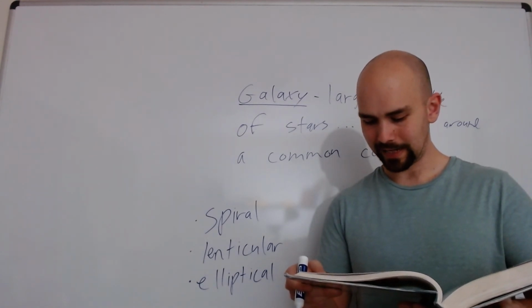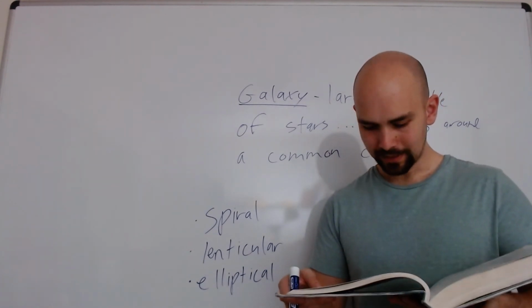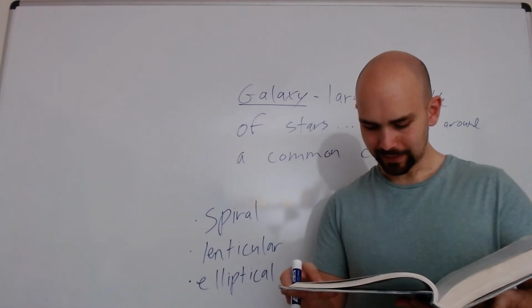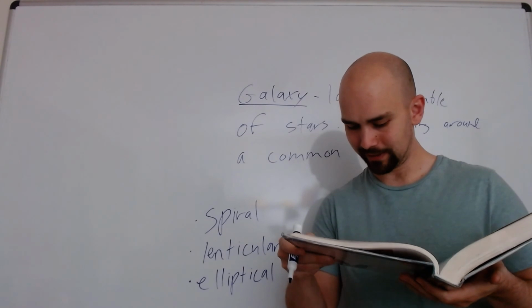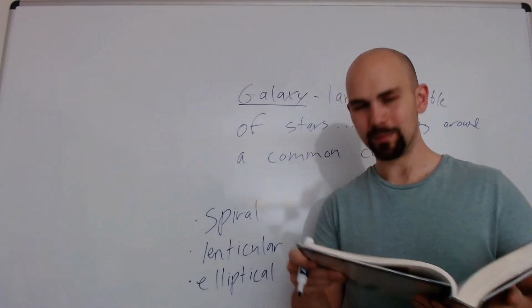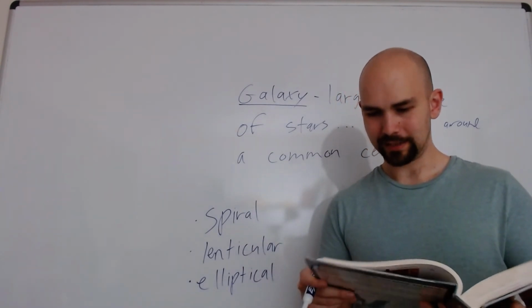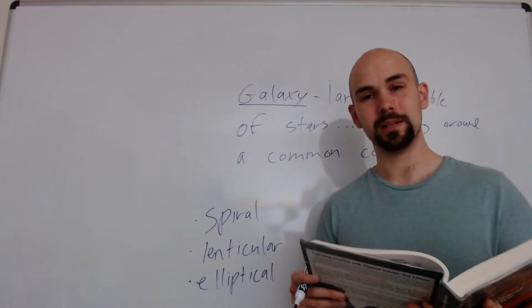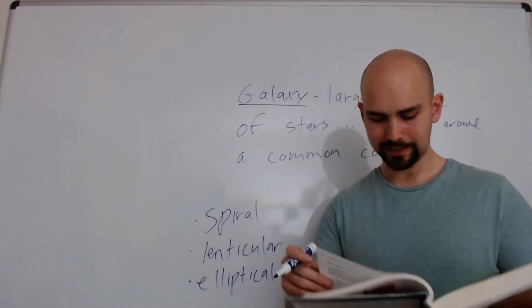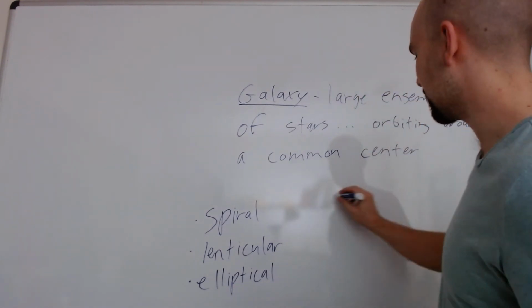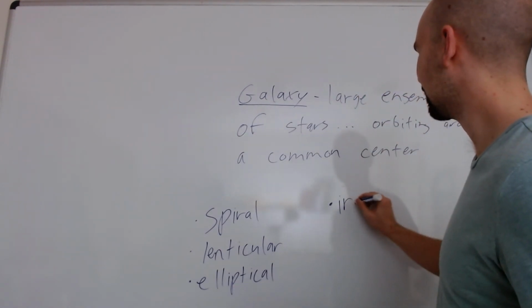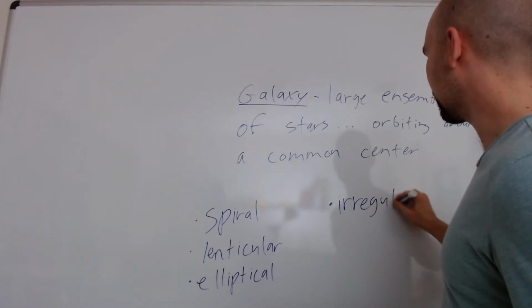A lenticular galaxy is going to look similar, but without the arms. It's a flat disk with no spiral arms, and then an elliptical galaxy is just going to be a flat disk, but more globular than the lenticular. You can see those in figure 16.7 to get a better idea of what they look like. I'm not going to take the time to draw a picture. And then the last would just be if it's not any of those, it'll be an irregular galaxy.